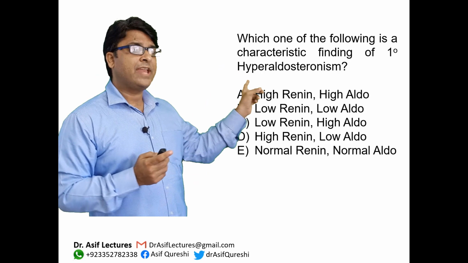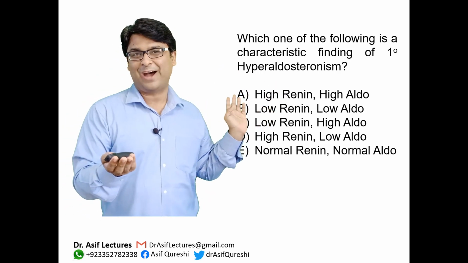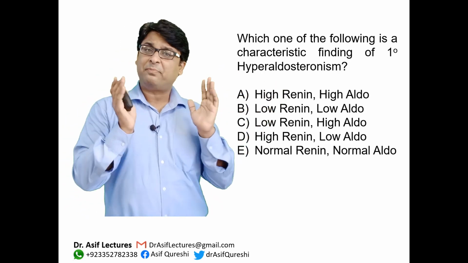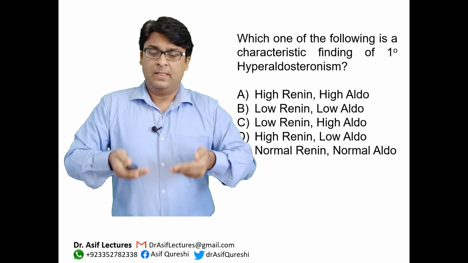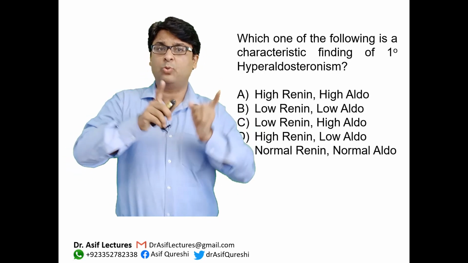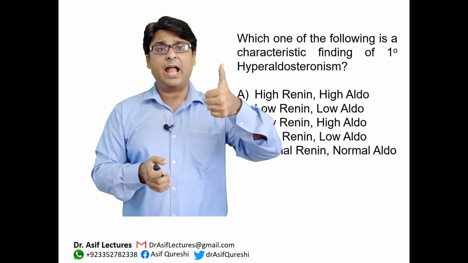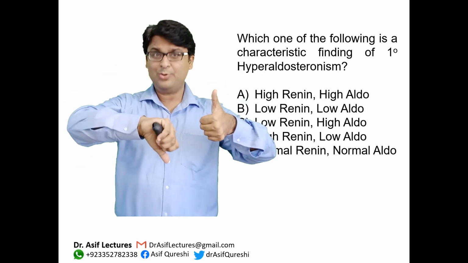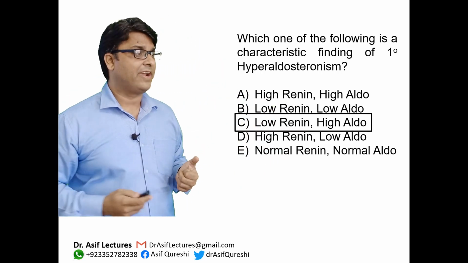Look at C, low renin and high aldo. This is what we talked about, didn't we? That in primary hyperaldosteronism, there is increased aldosterone levels which inhibit renin. So high aldo, low renin. There you go. This is the right answer.